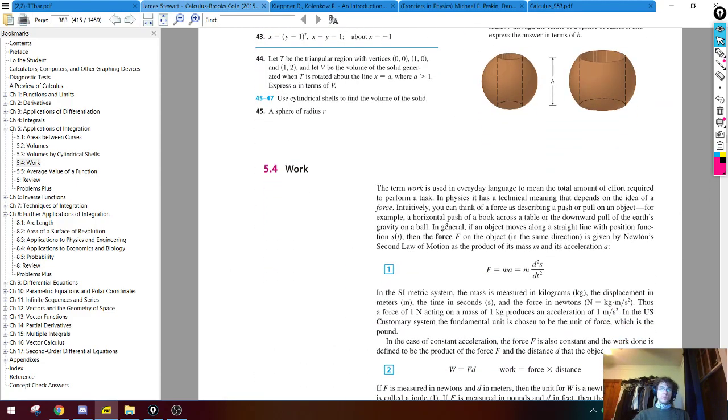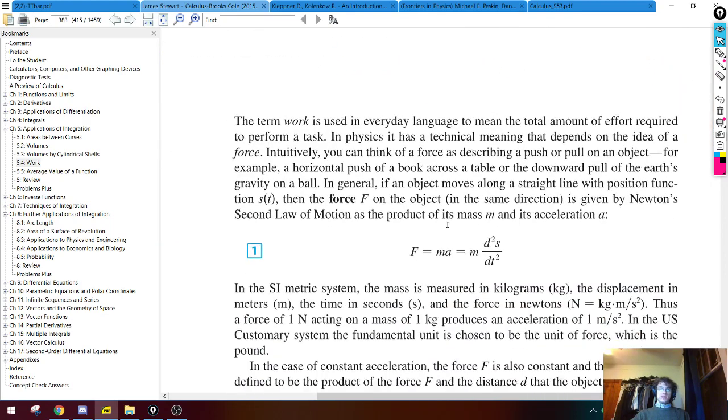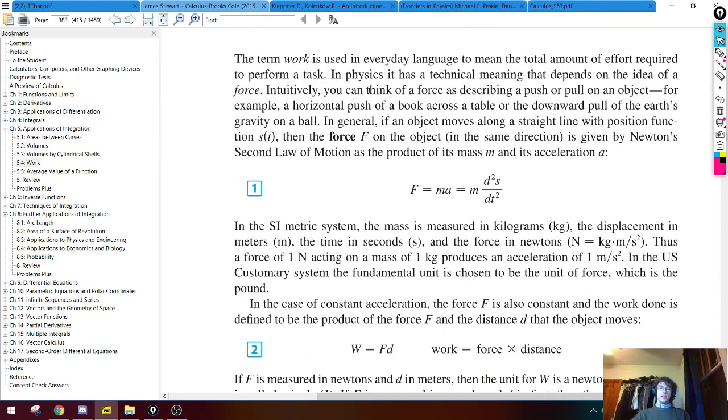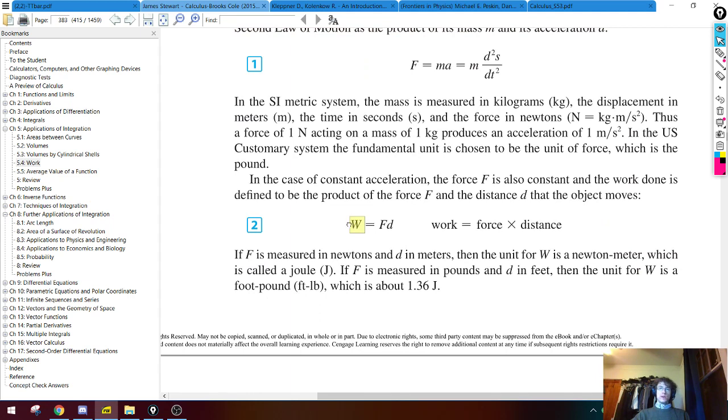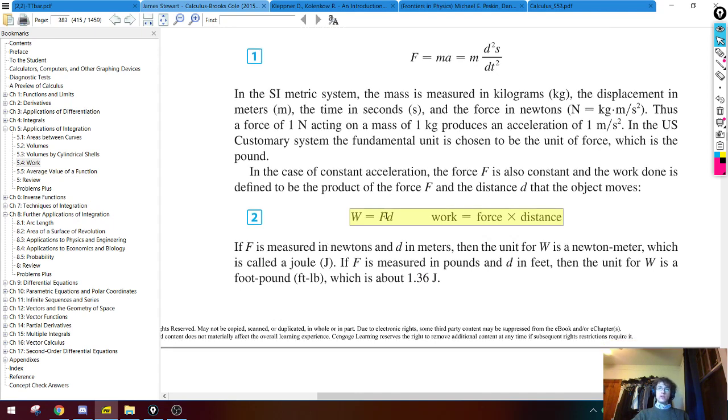You have a section on work where they say some words at you, like intuitively a work is a push or a pull through some distance. I don't really know what that means. Then they just write down this equation, work equals force times distance, without telling you why. They just say that, if the force is constant, we're going to call this thing work, which is the product of force and distance.